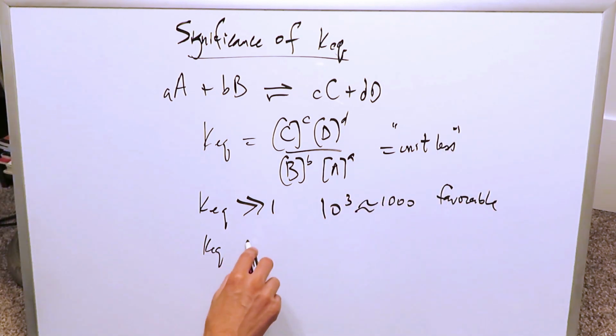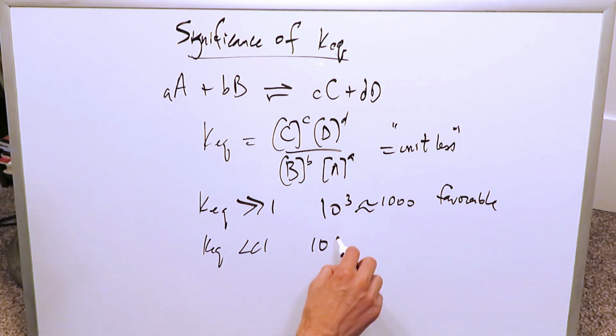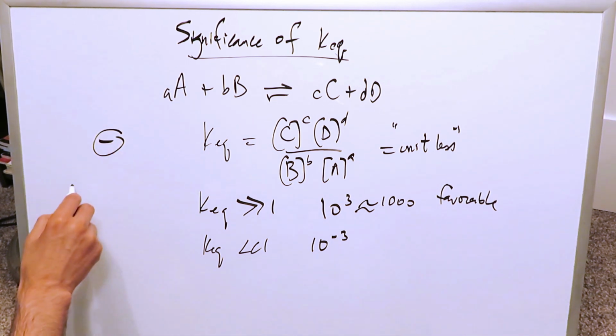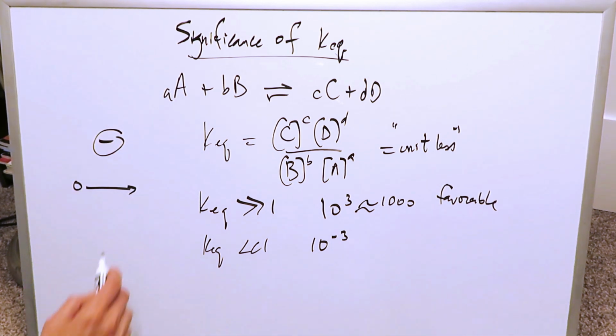What makes a reaction unfavorable? It is much smaller than 1. But what does that really mean? You are looking here at something like 10 to the minus 3. Remember, we're not looking at negative values here. We're looking at values which are larger than 0 going in this direction.